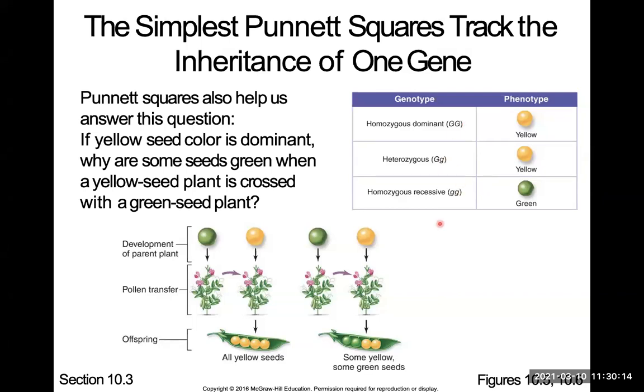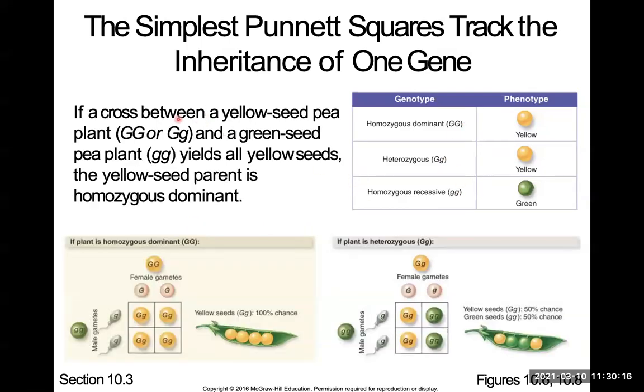So that's what you look at here. So if a cross between a yellow seed plant, now the yellow seed can be either big G, big G or big G, little g, because only dominant is getting expressed. And a green seed, that's only going to be little g, yields all yellow seeds. The yellow seed plant is homozygous dominant. So what this means, that means you don't know if this plant is this or this.